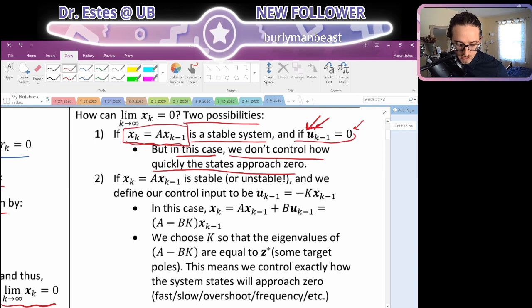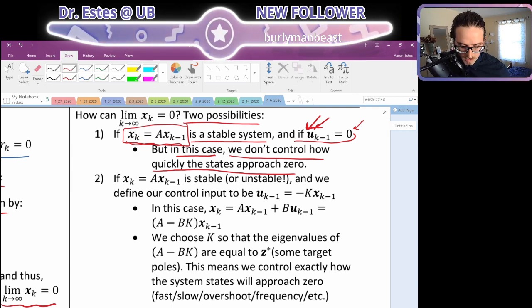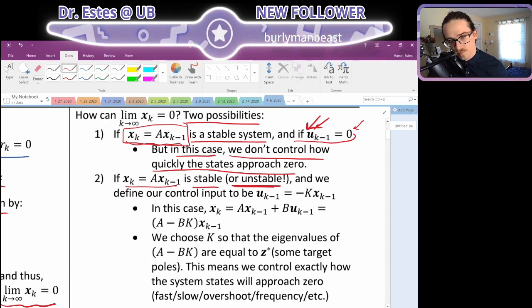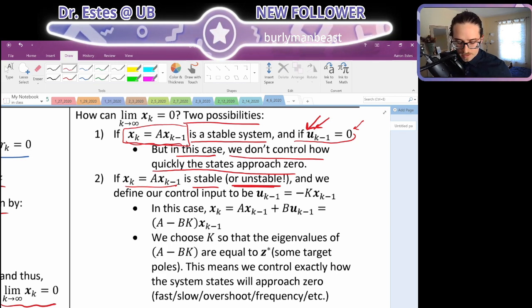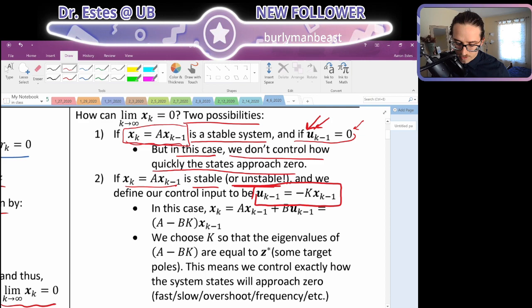So that brings me to the second point. The other way that we can bring the states to 0 is, well, the system could be stable or unstable. And it's more interesting when it's unstable. Like on its own, it doesn't go anywhere near where you want it to go. So in this case, we define the control input to be this. It's minus K times our state vector.